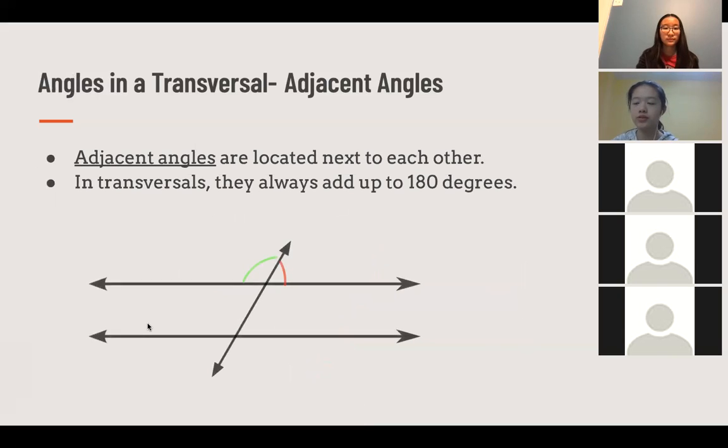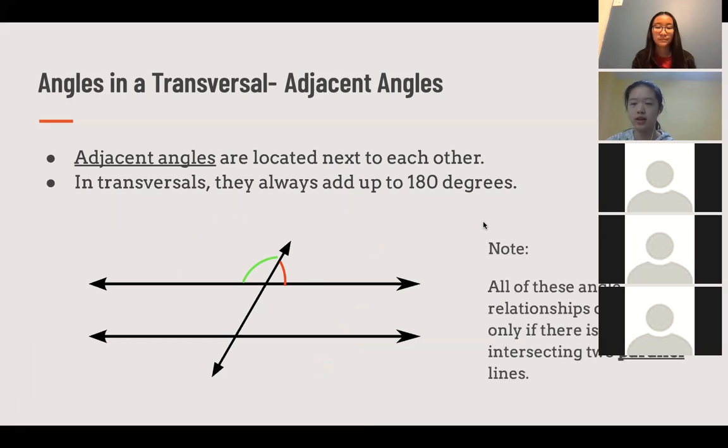Okay, and this angle relationship is simpler than the other ones. Adjacent angles are located right next to each other. We've already used this several times in the past few problems. In transversals, they will always add up to 180 degrees because they're along a straight line, and straight lines are 180 degrees. And here's a quick note.